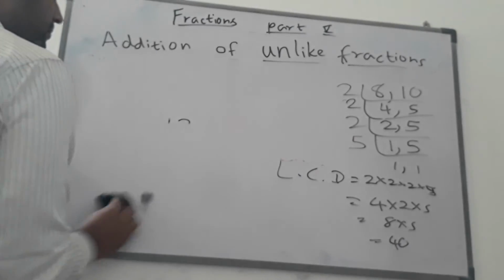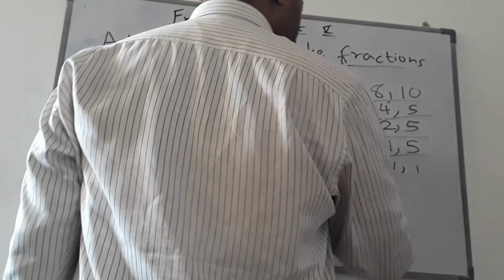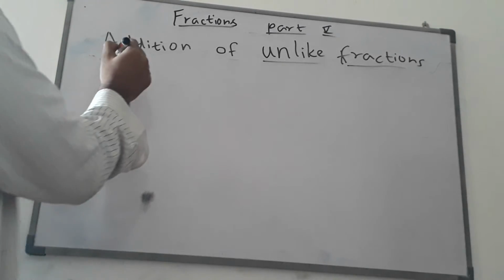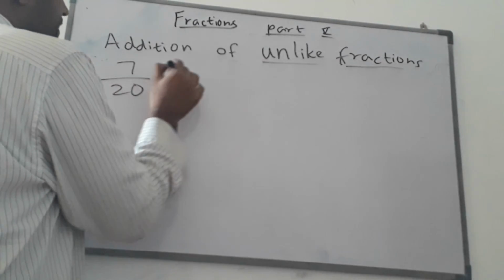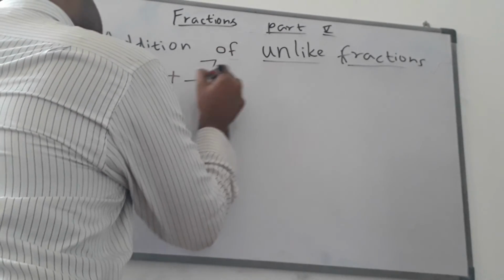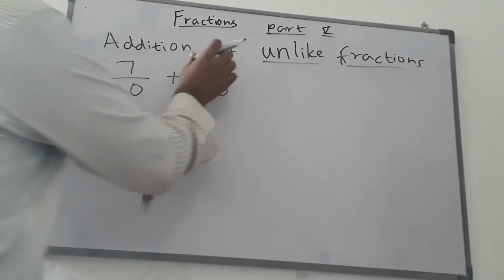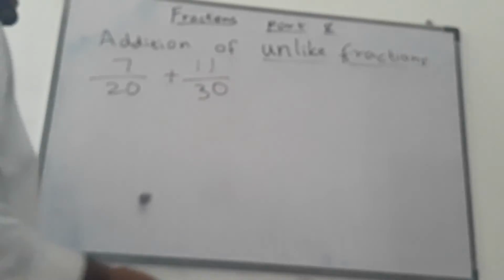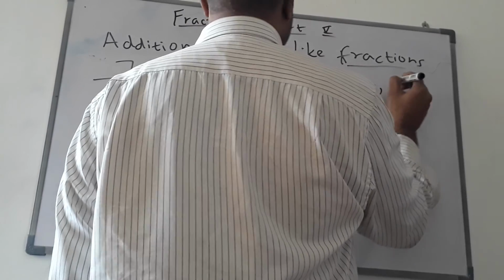Final sum. 7/20 plus 7/30, or we can write 11/30. Okay, so here 20 and 30. Okay, 30 is not a multiple of 20, so we have to try the division method.